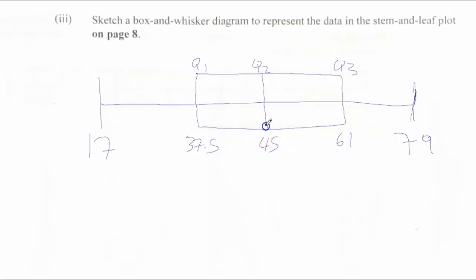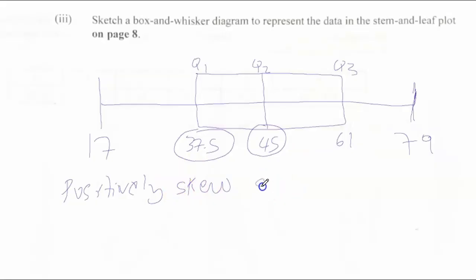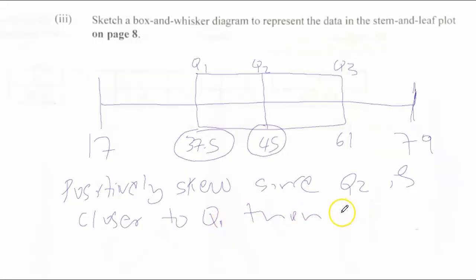Alright, so notice the median is closer to the lower quartile. So we say the shape is positively skewed, since Q2 is closer to Q1. So Q2 is the median, it's closer to Q1, the lower quartile. So we say it's positively skewed. It's closer to Q1 than to Q3. Let's move on.